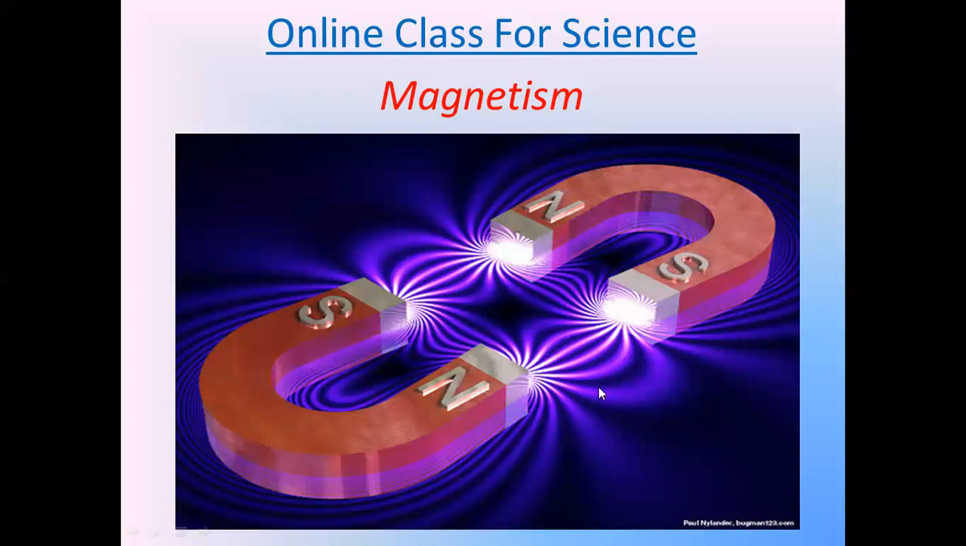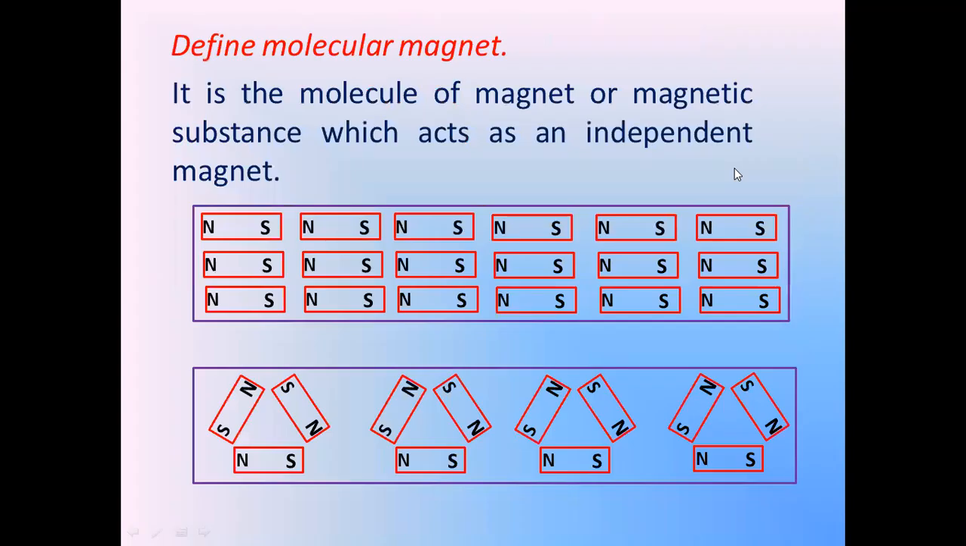Okay, so you can see in the picture here we have two U-shaped magnets, like this is also a U-shaped magnet, this is also a U-shaped magnet है. So we'll talk about magnets. So let's go to our next slide. Okay, so before we go to magnet, first let us talk about what is the meaning of molecular magnet.